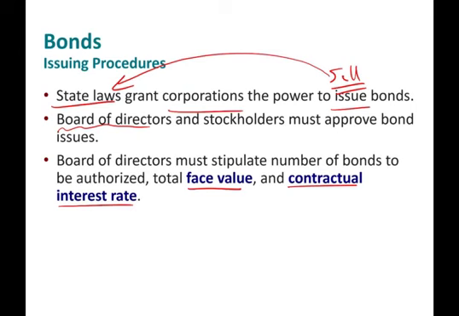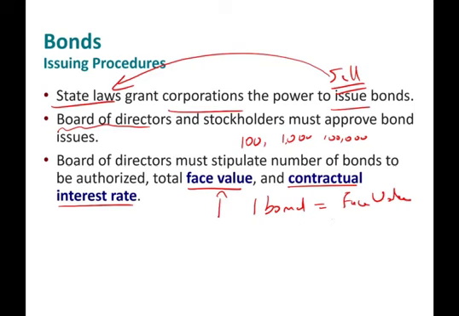The board of directors must stipulate the number of bonds to be authorized, total face value, and contractual interest. So the board must basically tell, how many bonds are you going to be selling? Are you going to be selling 100, 1,000, 100,000? How many bonds? What's the total face value? Remember, each bond has a face value of $1,000. I'm going to explain what face value means shortly. Don't worry about this.